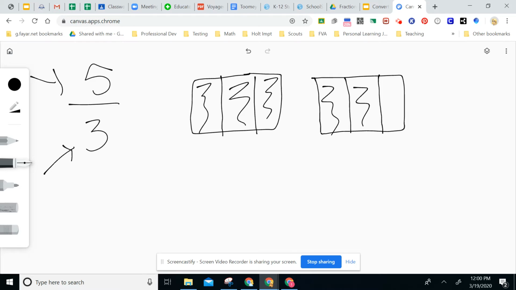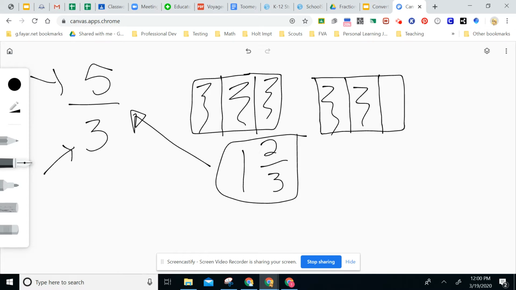So 5/3. If I'm writing this as a mixed number, I'm going to write this with a whole number and a fraction. We know that this right here is one whole because it's the whole thing. Over here, we only have 2 pieces out of the 3. So to write this as a mixed number would be 1 and 2/3. Okay, and this is equal to that.